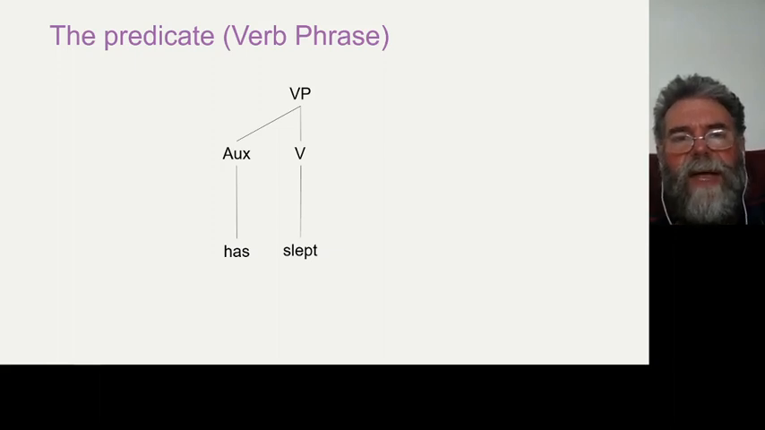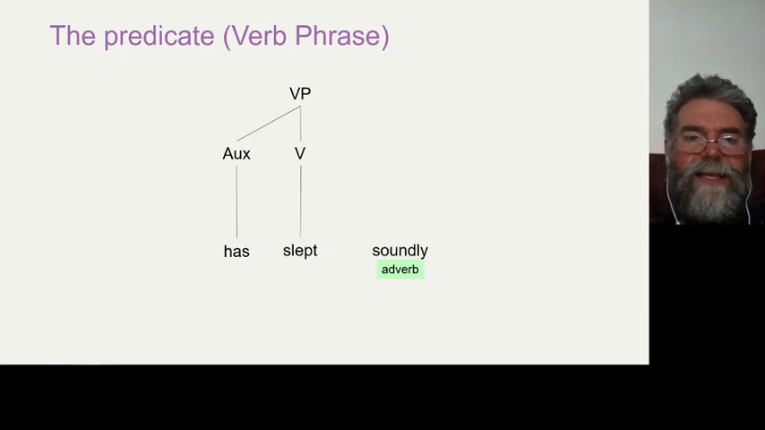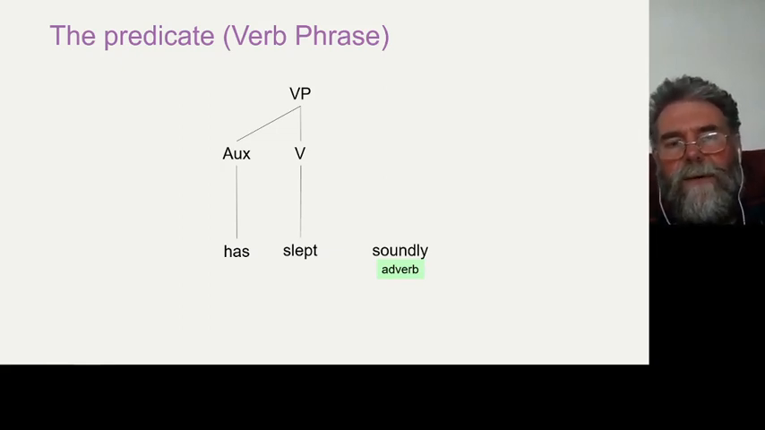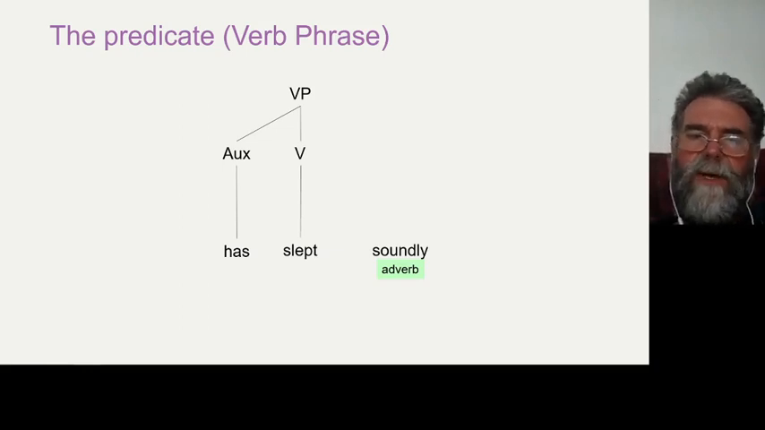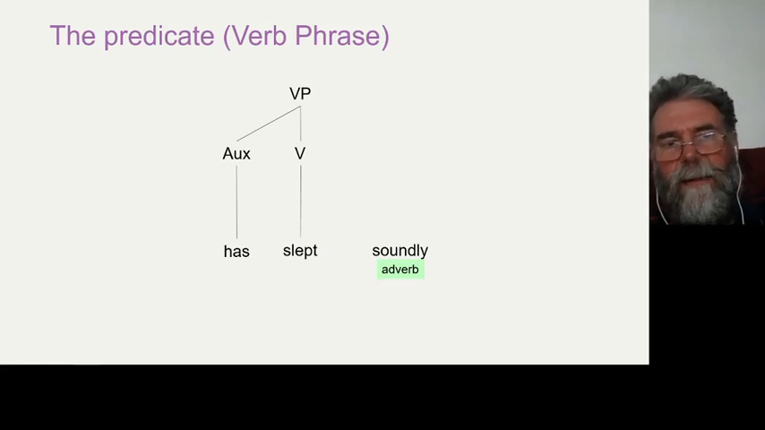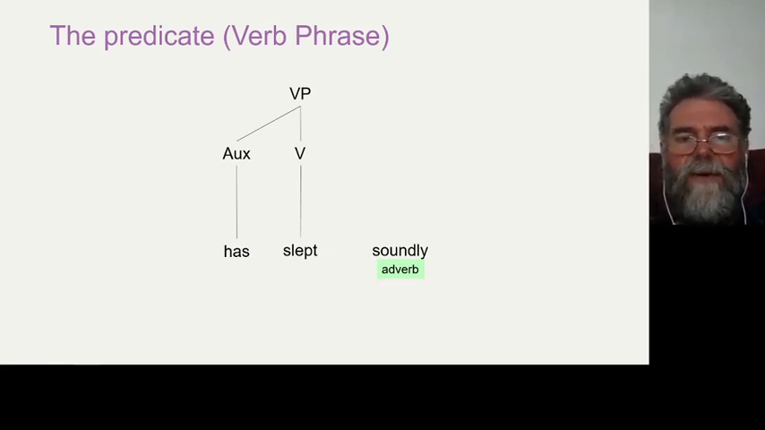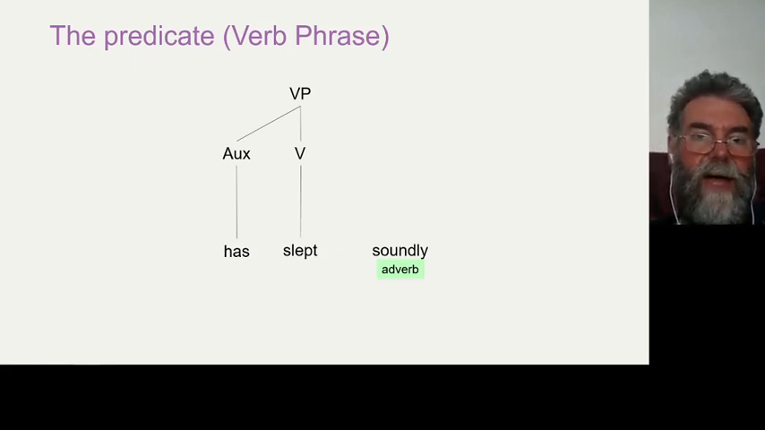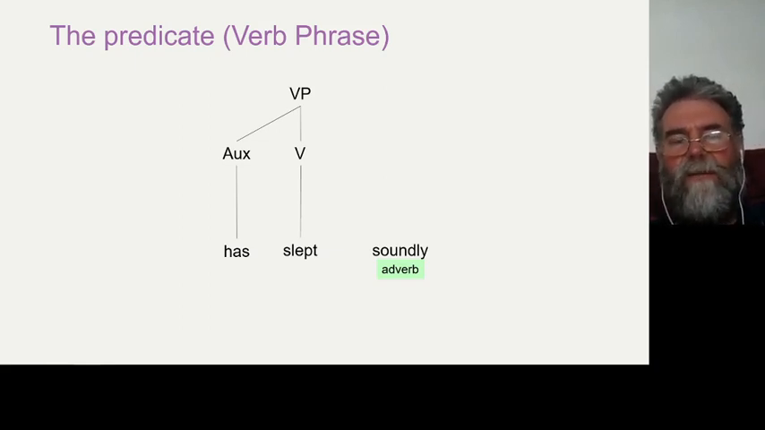Furthermore, again, we can expand our verb phrase by adding something like an adverb, like soundly, slept soundly. Note, here we've got this adverb following the verb, but just as equally, we could have had it in front of the verb, between the verb and the auxiliary verb. So we could have said, he has soundly slept. It seems that adverbs are more flexible than, say, an adjective, whereas an adjective always comes in front of the noun. The adverb can either come before or after the verb inside the verb phrase.